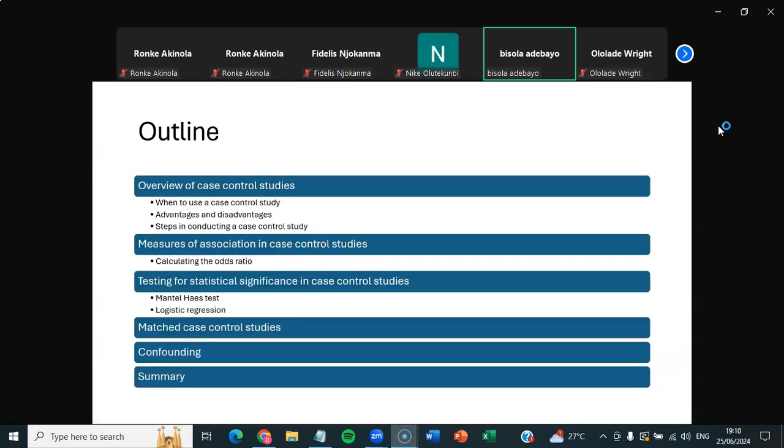So this is the outline. We'll look at an overview because I didn't just want us to jump into the analysis without understanding the concept of the case control study. So we'll do an overview, then we'll talk about measures of association in case control studies, and then we'll look at how we test for statistical significance, and then we'll talk about matched case control studies, and we'll also mention confounding slightly.